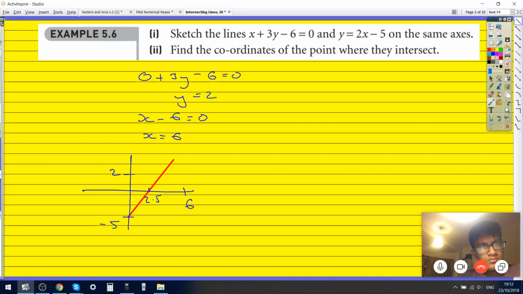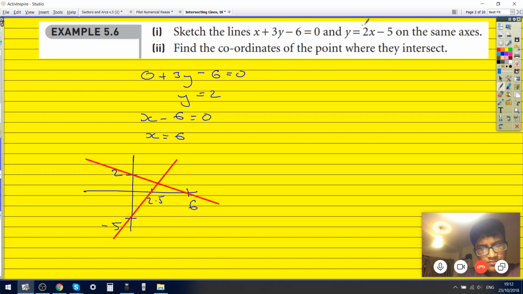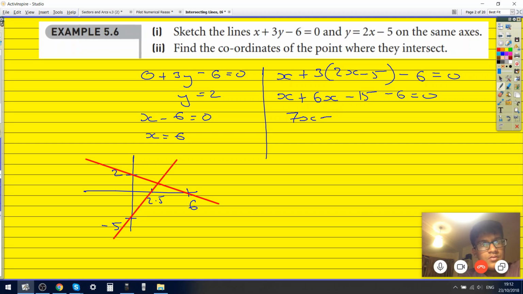And another thing is, when you equate them, this one is y equals 2x minus 5. So this one you could say x plus 3 times 2x minus 5 instead of y. So you still don't have to make it y equals. And so that would be 15 minus 6. So that's 7x equals 21. So that's x equals 3. Is that a different answer or the same one?